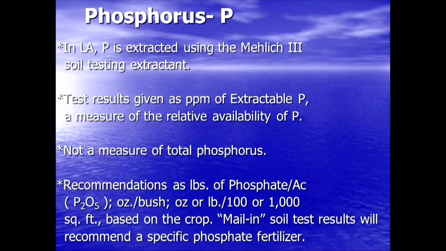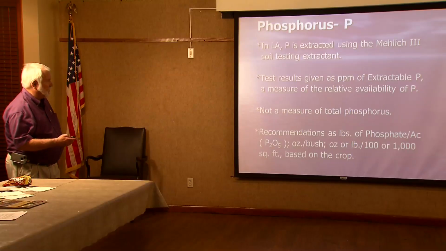The recommendations on phosphorus and some of the other nutrients are given as ounces per bush in some cases. Most of those we have changed over to ounces or pounds per 100 square feet, 1,000 square feet. Much easier.